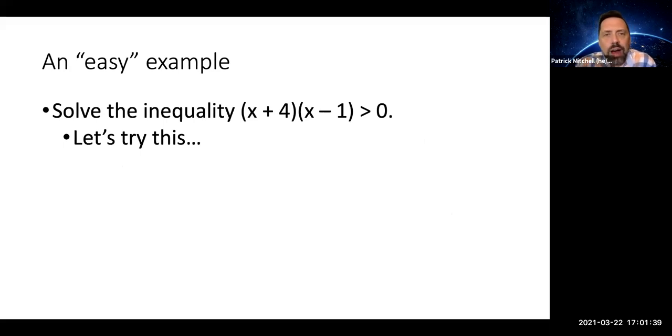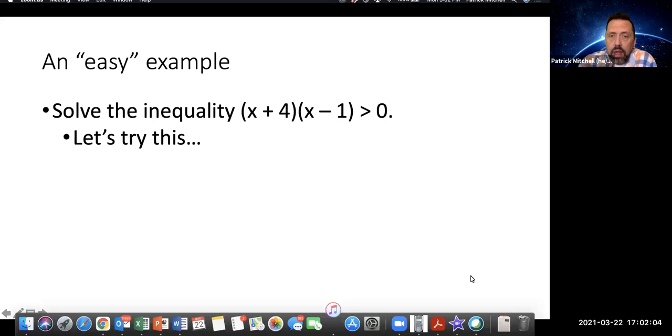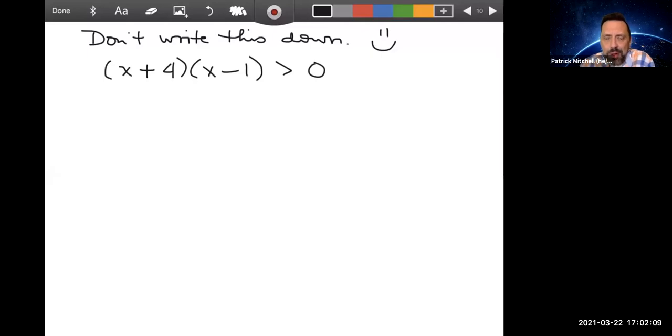All right, so I like to start with a quote-unquote easy example of a nonlinear inequality. Suppose that you were seeing an inequality like this for the first time: x plus 4 times x minus 1 is greater than 0. I want to show you something that you might try the first time that you ran into this, and then we'll talk about why it doesn't work. That's why I have this note at the top that says, don't write this down. I'm not going to spend a lot of time on this.